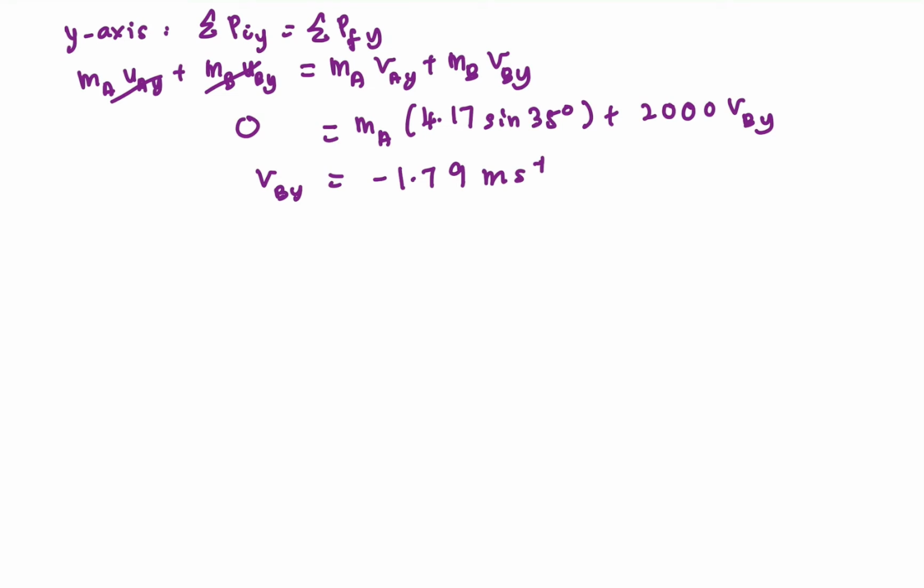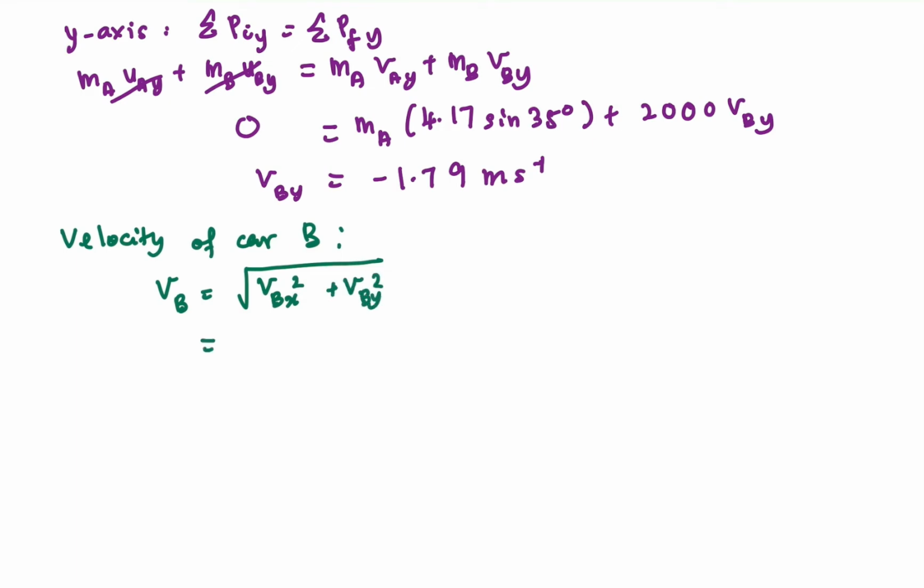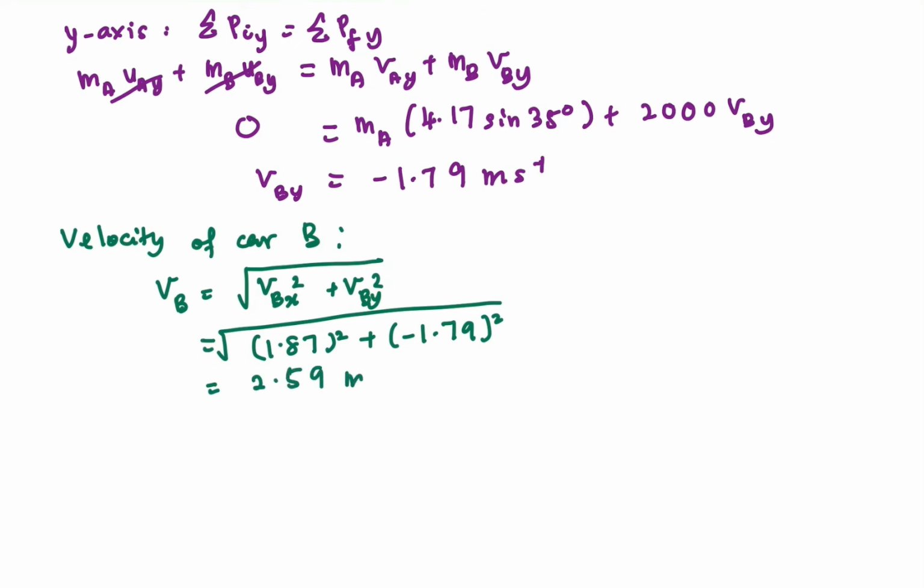Okay, so for your velocity of car B, VB will be equal to square root of VBx squared plus VBy squared. And then you substitute your value, 1.87 squared plus negative 1.79 squared. Okay, don't forget your square root. So we get your VB is 2.59 meters per second. So this is your speed.